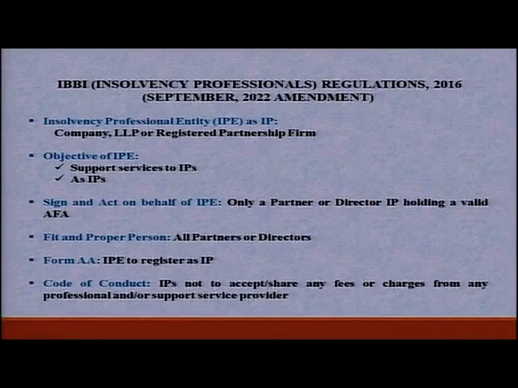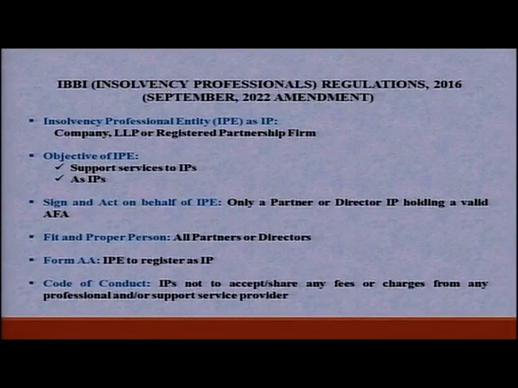Now the question is, who will sign and act on behalf of the IPE? It has been provided that only a partner or the director who is an IP shall act and sign on behalf of the IPE. There is a fit and proper clause also. In the fit and proper clause, the IPE as well as the partners and the directors should be fit and proper persons. IBBI has specified Form AA for the registration of an IPE. So the IPE has to be recognized with the IBBI. Thereafter, the IPE, to become an IP, will send the registration form to the IPA. Then it is registered by the IBBI, following the process we follow for the IP.